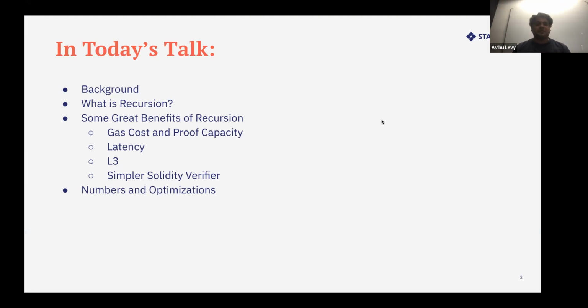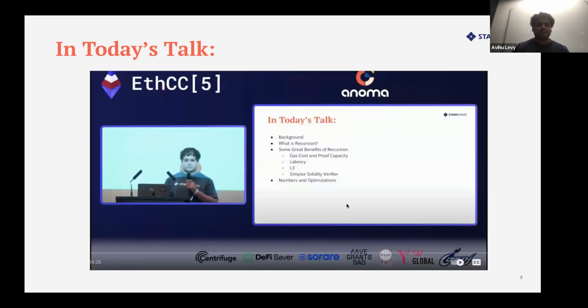So today I'm going to cover a little bit of background that is needed. I would assume that some people in the audience have the necessary background, but anyway, I'm going to cover it. I'm going to explain what recursion is and what recursion is when it comes to proofs. And then I'm going to talk about some great benefits that recursion brings with it. And at the end, I'm going to mention some numbers and some optimizations that we applied in Starkware.